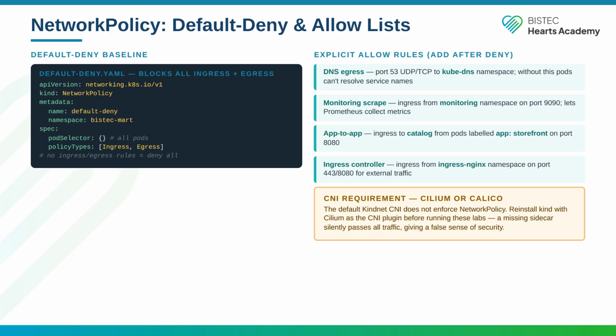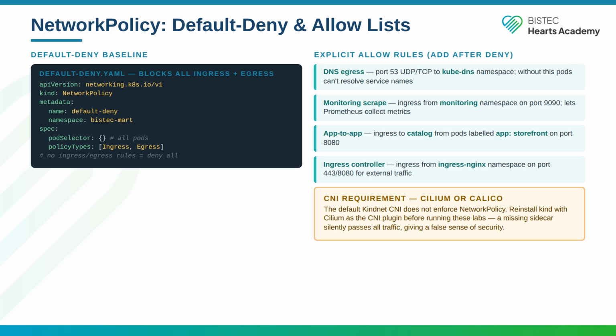A critical sequencing note: apply the DNS egress allow before applying the default deny policy, or every pod immediately loses name resolution. The safest approach is to apply the allow policies and the deny policy in a single kubectl apply command. The CNI requirement bears repeating.